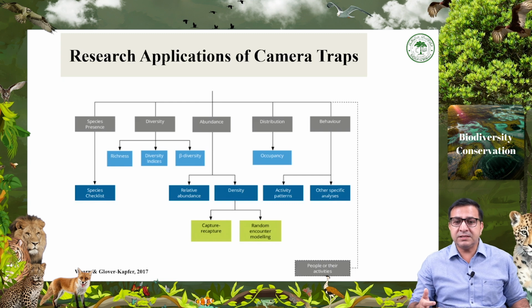And finally, these studies can also enhance our understanding of illegal activities. We can assess who is going into the forest by remotely monitoring through camera traps, so that we can control poaching, and that helps us contribute to wildlife conservation and biodiversity conservation in the longer run.